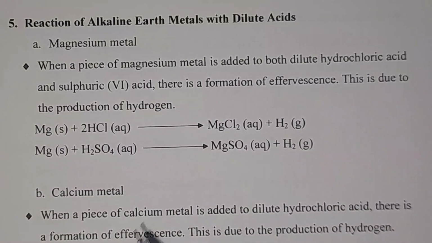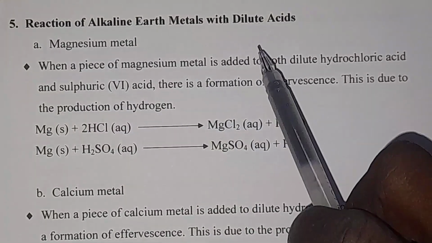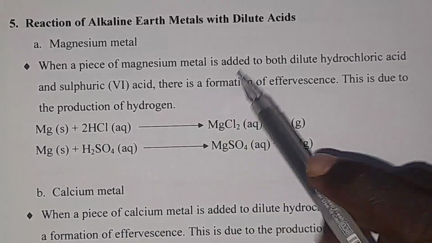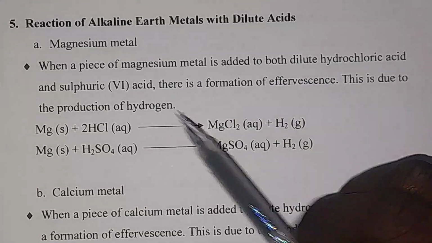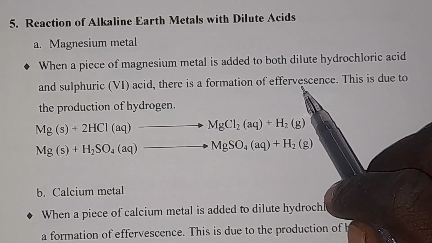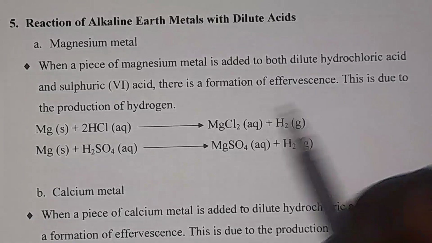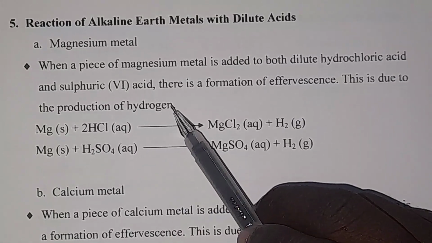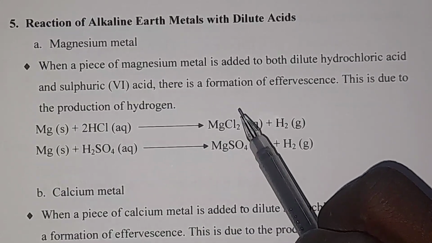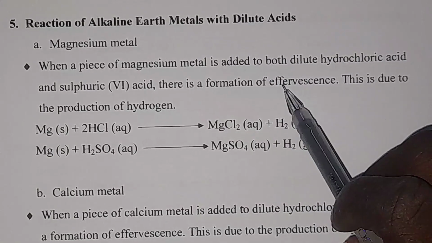The fifth chemical property of alkaline earth metals is the reaction of alkaline earth metals with dilute acids. Number one, we are going to start with magnesium metal. When a piece of magnesium metal is added to both dilute hydrochloric acid and dilute sulfuric acid, there is a formation of effervescence. That's the observation: formation of effervescence or bubbles. The reason is the production of hydrogen gas. Remember, when a metal is added to dilute acids, we get salt and hydrogen gas. So because of the production of hydrogen gas, there is a formation of bubbles or effervescence.